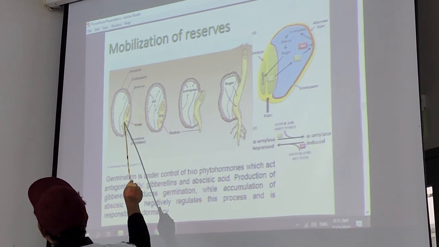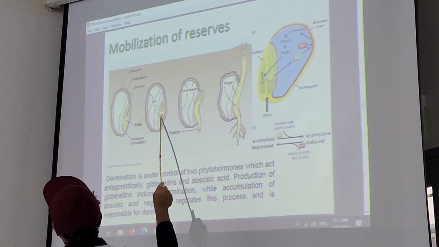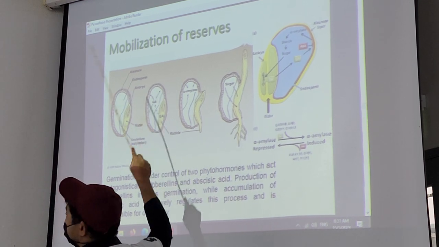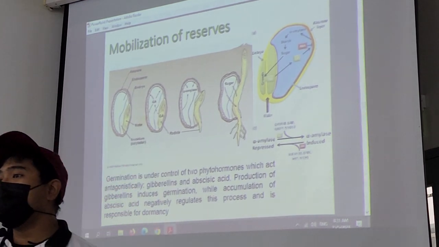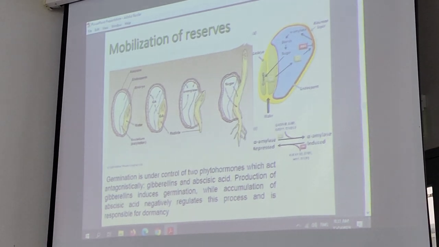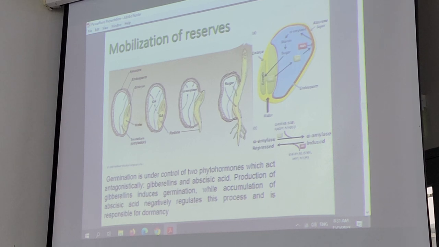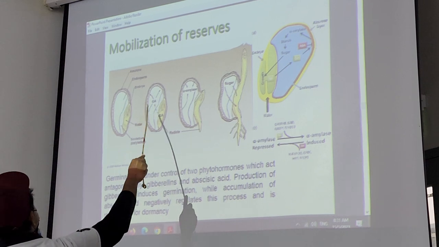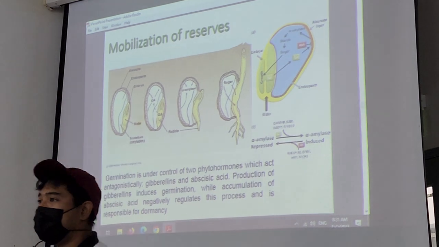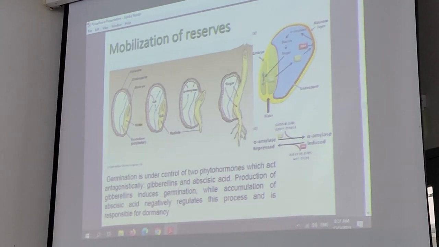So upon the imbibition of water, this GA will be mobilized to the, what's this? Endosperm, the food reserve inside the seed. So when this happens, the food reserve in the seed is in what we call the complex sugar form. So GA moves here, and another thing will happen. An enzyme called alpha amylase will be activated.